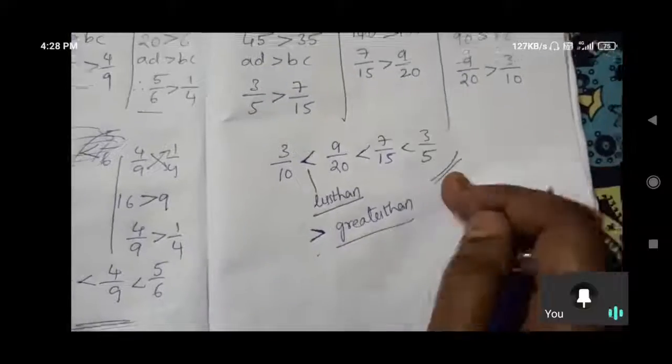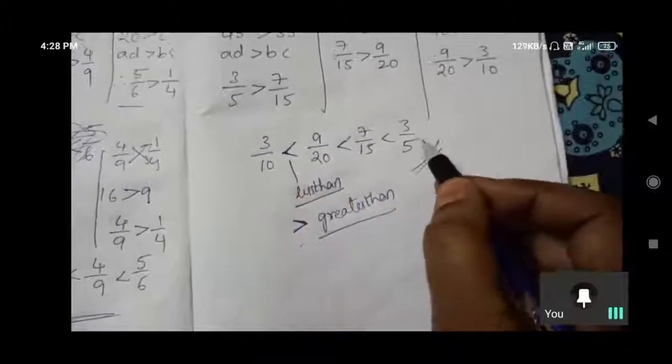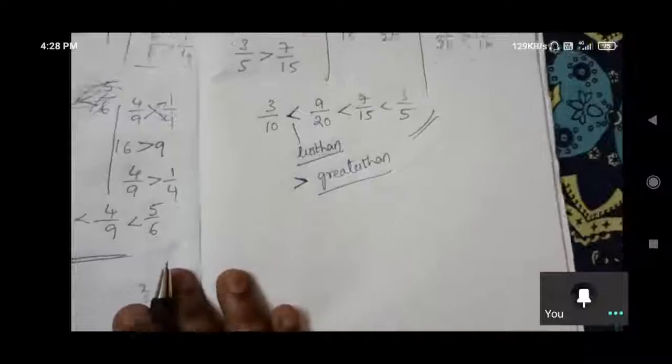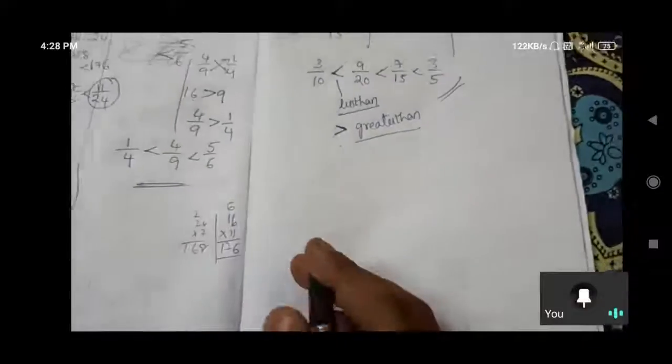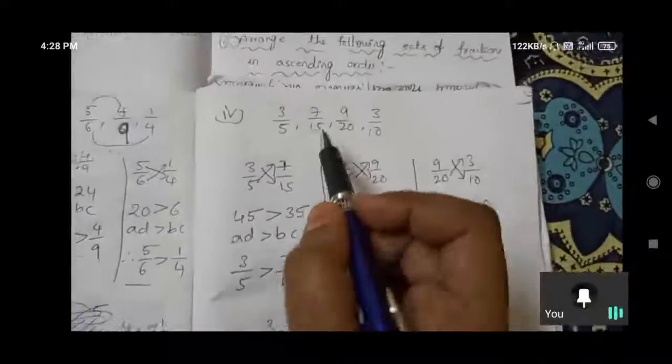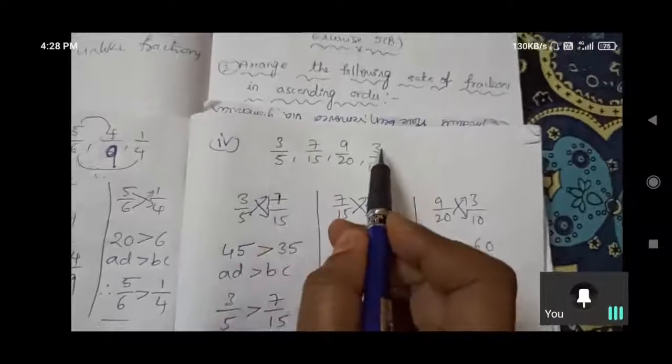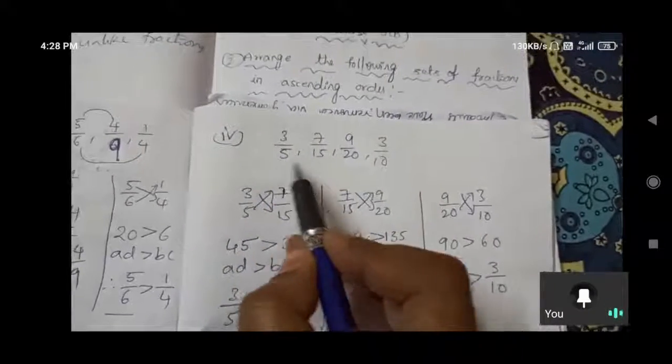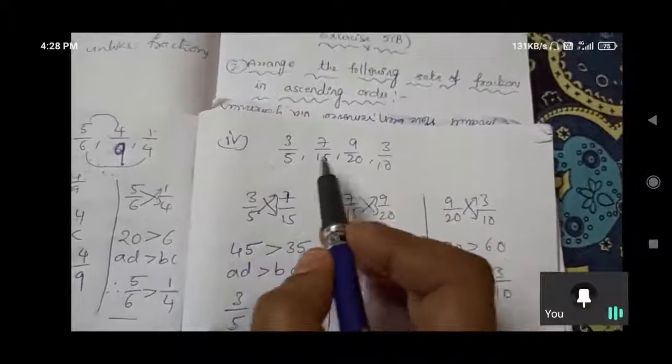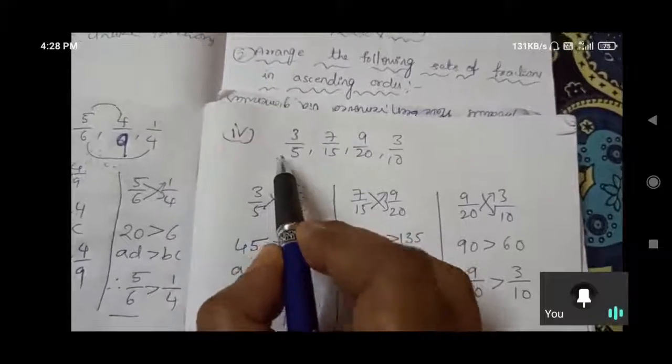This one is ascending order, small to big. This one is bigger, this one is small. Okay now? Yes. And here we can also compare like this, Nana. 3 by 5 and 3 by 10, and 3 by 3. Among these three, which one is bigger? The denominator is smaller means this one is bigger.